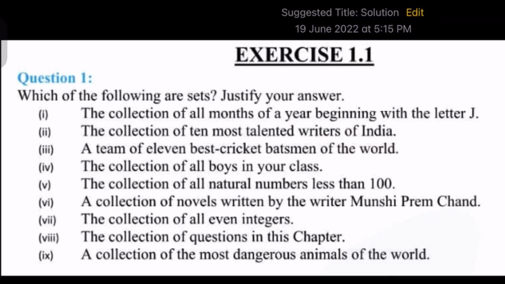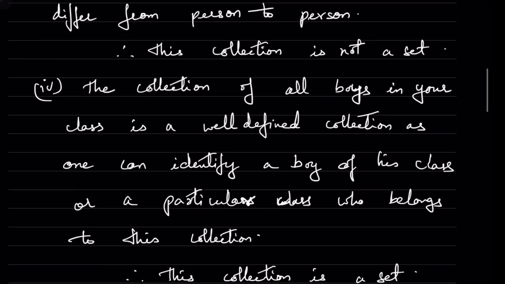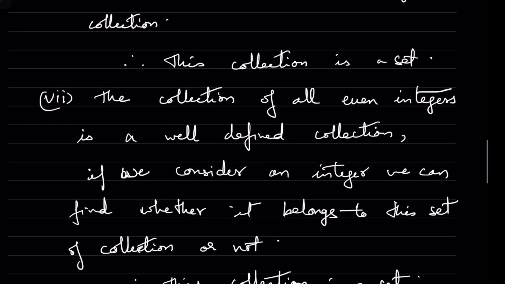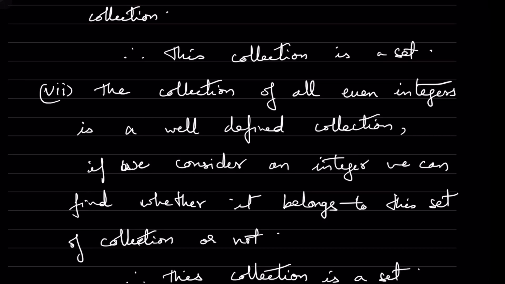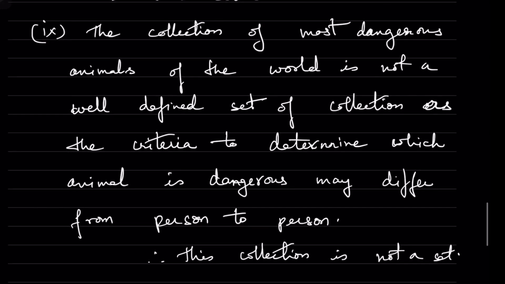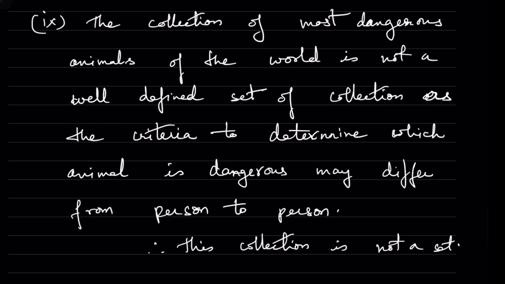Next, last one in this first question. A collection of the most dangerous animals of the world. So, collection of most dangerous animals. Now, this "dangerous" means it is again different. For one, even a lizard looks dangerous, so we cannot tell which is dangerous. For some, a frog is also dangerous. When they see the frog or lizard, they don't at all move in that place.